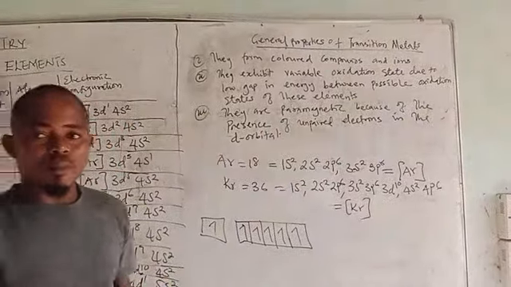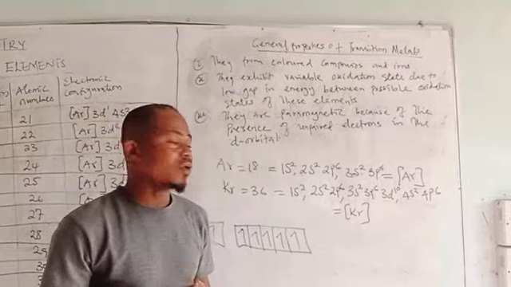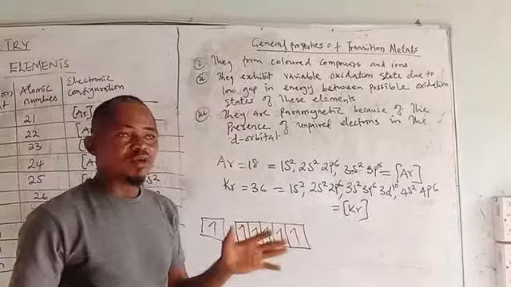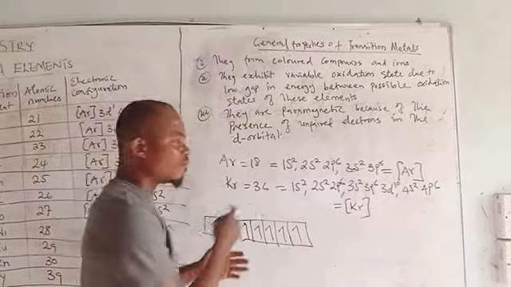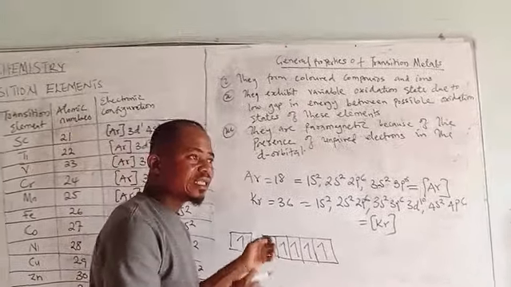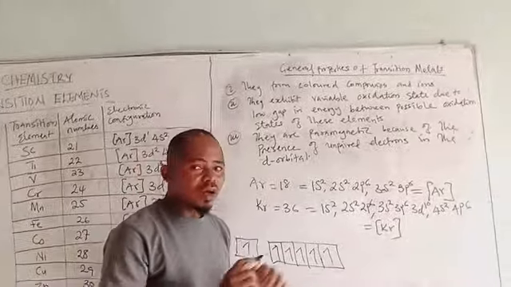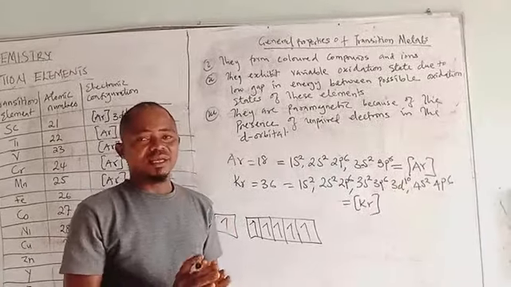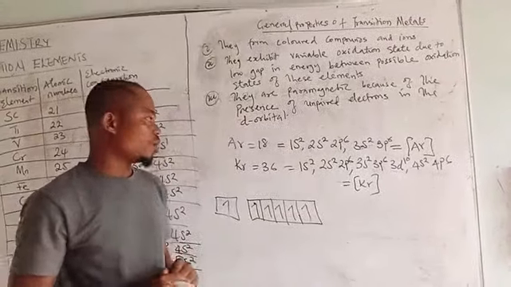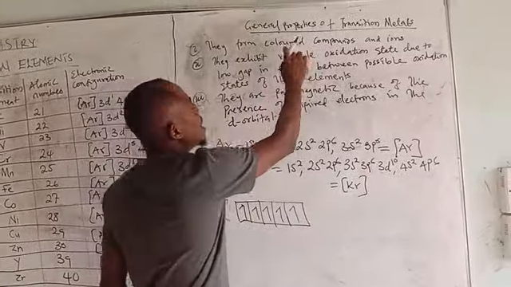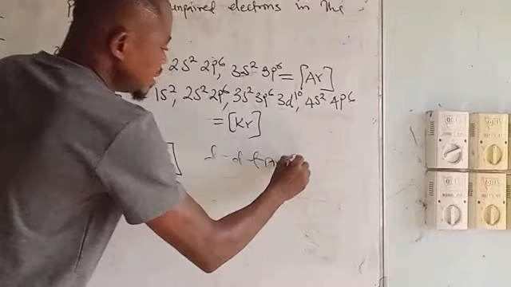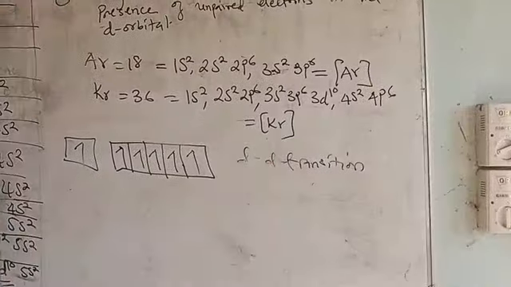Why do they form colored compounds and ions? They do so because of their incomplete, partially filled d orbitals. The electrons in those orbitals can transit from one of the sub-levels in the d orbital to the other. So in the course of changing, it gives rise to color change. We'll discuss color change in the transition metals as a topic. But what gives rise to those colored ions is what we call the d-d transition, that d orbital transition of electrons.